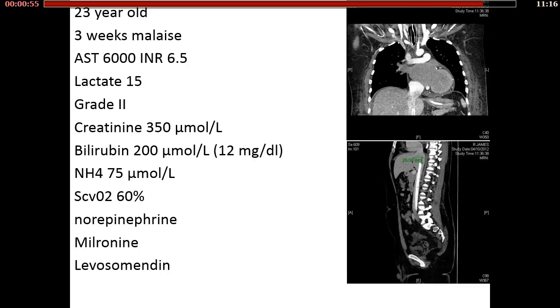High lactate, obtunded, but not necessarily liver encephalopathy, renal failure, high AST. This was all cardiomyopathy with a cardiac index of less than 1.5. Ended up on ECMO, both the liver and the heart improved. So don't always think liver, sometimes think heart as well.